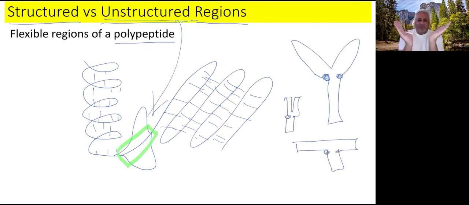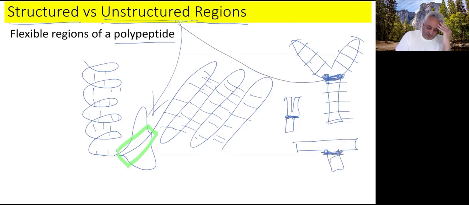So the arms can be flexible, but the arm itself has to have rigidity. So these parts are rigid, and this part here is the only flexible part. So that will be made of unstructured regions, and these will be made of structured regions.